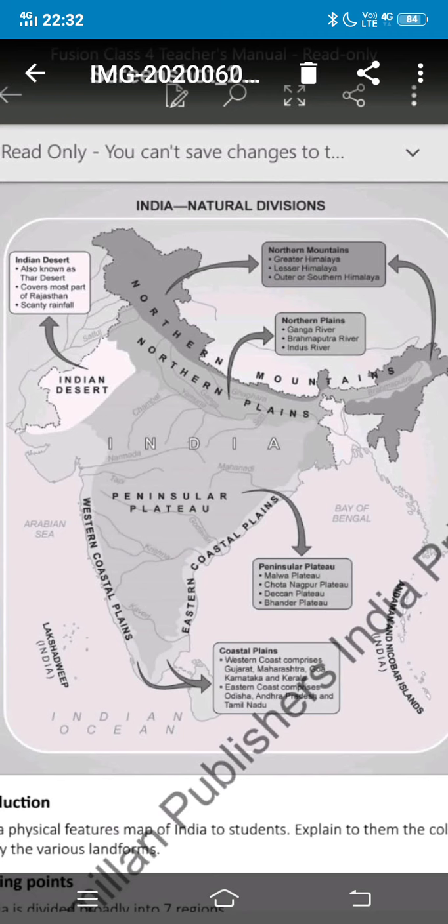In today's class, we will learn about the next physical feature that lies in the western part of India. Hope you have guessed. Yes, the western desert. Look at this map of India.